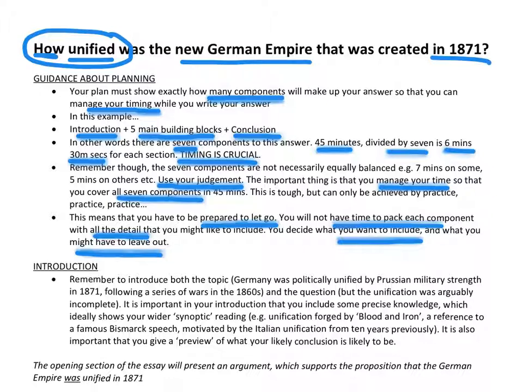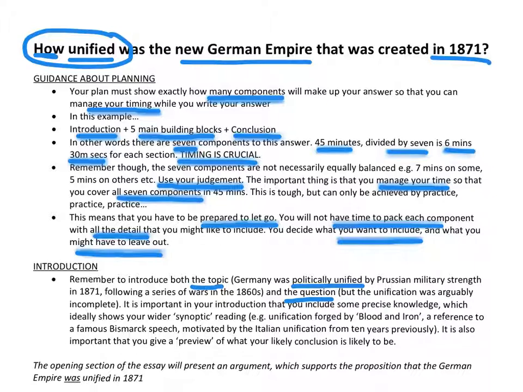So looking down at the introduction here, it says remember to introduce the topic, and the topic was that Germany was politically unified by Prussian military strength in 1871, following a series of wars. So that's the topic. And also introduce the question: but the unification was arguably incomplete.